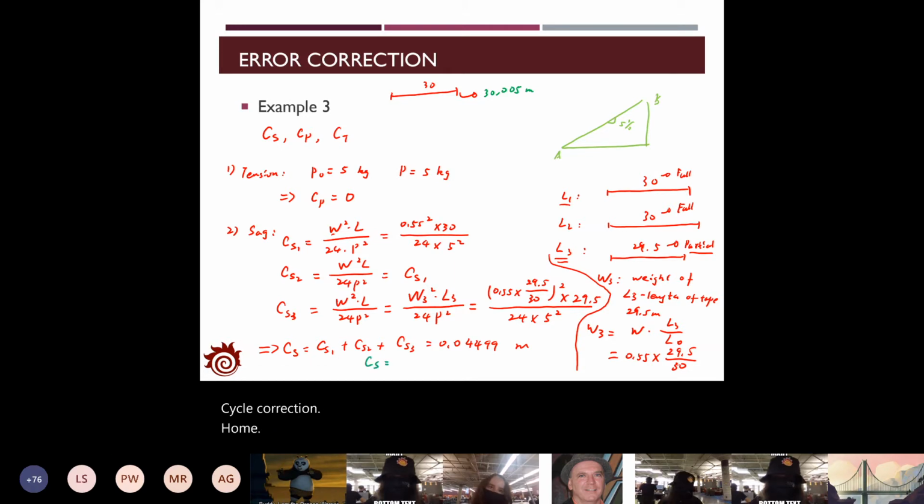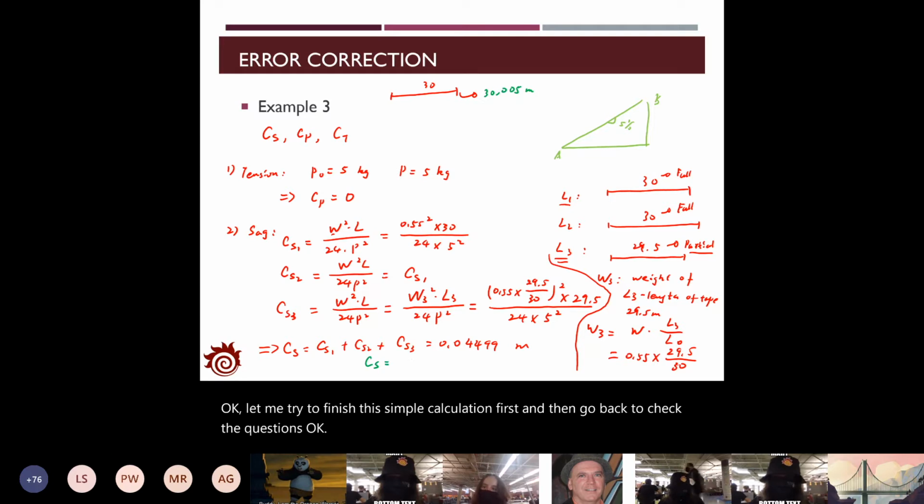Hi, Professor. There is a question in the chat about what fully supported means. Does that imply that there's no sag, or does that imply that the ends are fixed? Okay. Let me try to finish this simple calculation first, and then go back to check the questions.